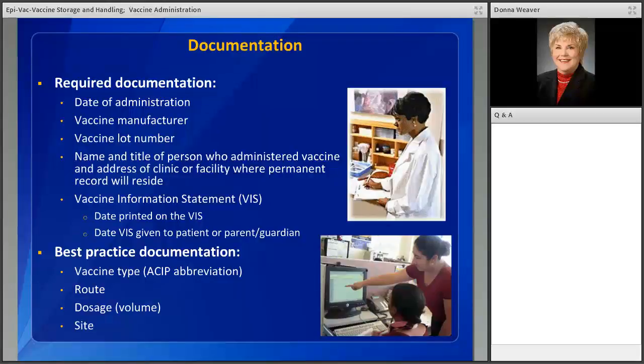Now, time is limited for today's presentation, but I do want to point out that the vaccine administration chapter in the Pink Book does include strategies to prevent errors. So I hope you'll take a look. And then there's also some other information on the resources page that you may find helpful.